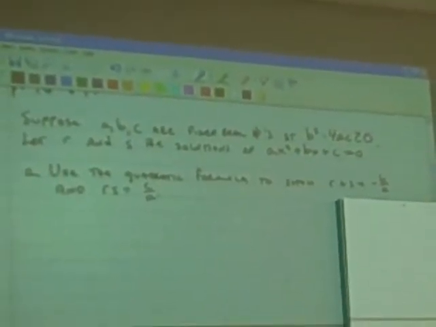Now I'm writing down the problem, okay? You don't have to write down the problem. It's in problem page 96 of your book. Just use the quadratic formula to show that R plus S is equal to negative B over A, and R times S is equal to C over A. This part A is going to be 20 points on your test. 20 out of 100 points will come from this part A.